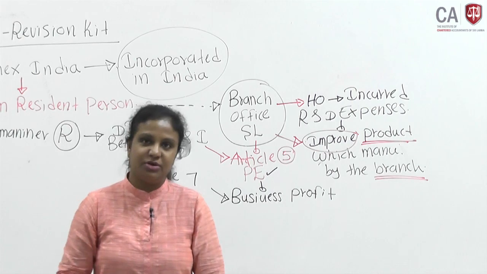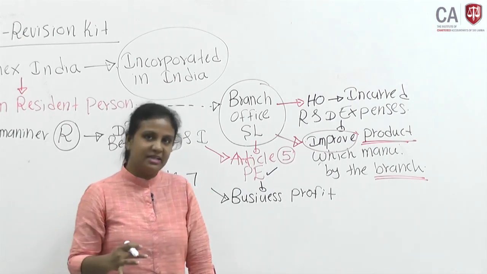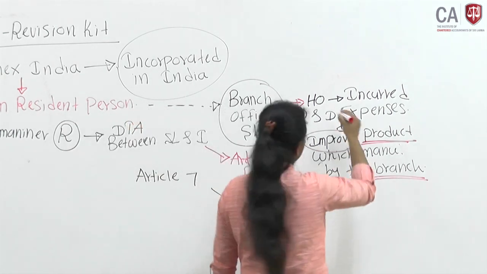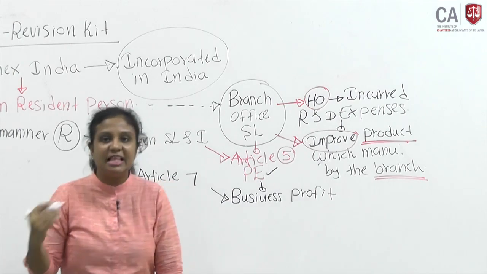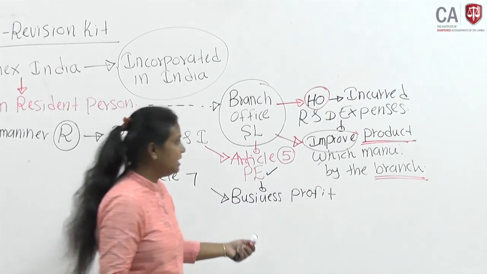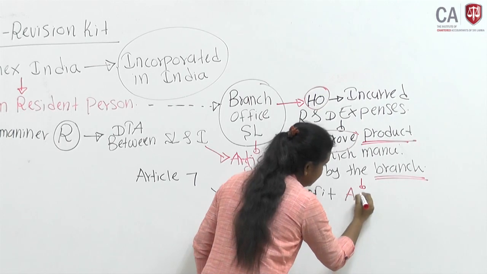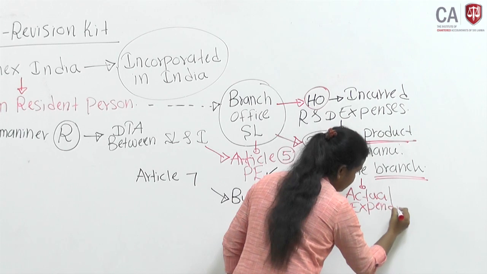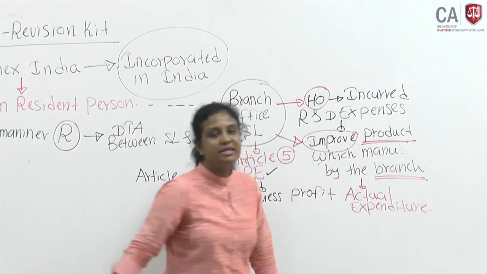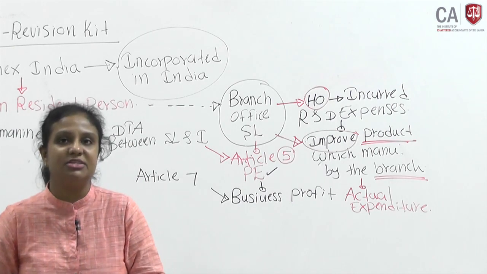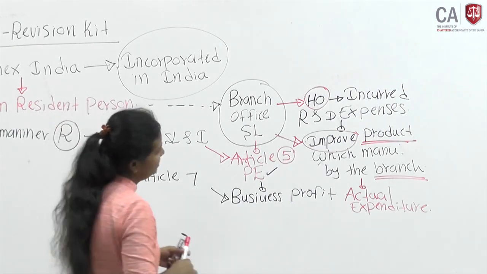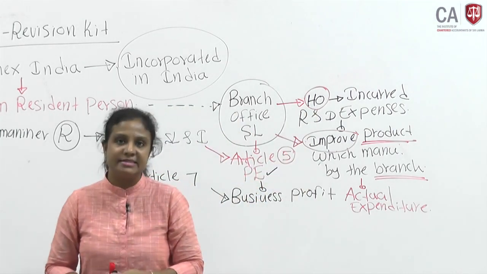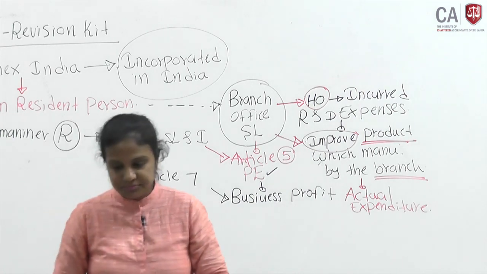Again the same scenario: the R&D expenditure which should be incurred by the branch has been incurred by the head office. The expenditure that should be borne by the branch was paid by the head office. What is this? This is actual expenditure which is relevant to the branch. This is not the branch having incurred the expenditure of the head office. This is again an expenditure relevant to the branch, incurred by the head office. This is an allowable deduction.